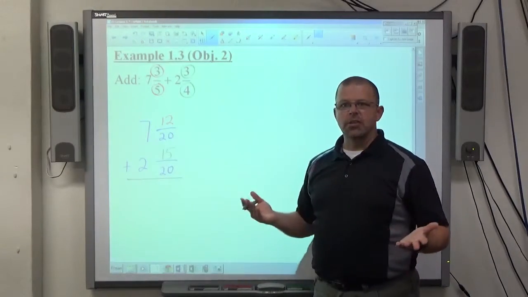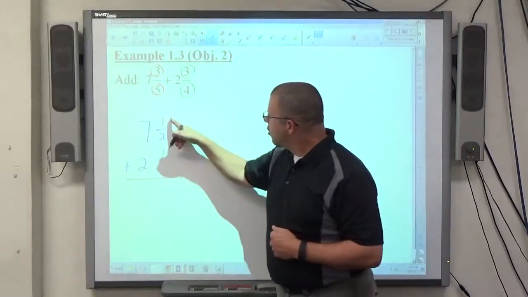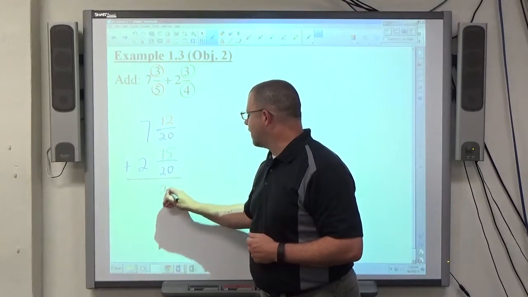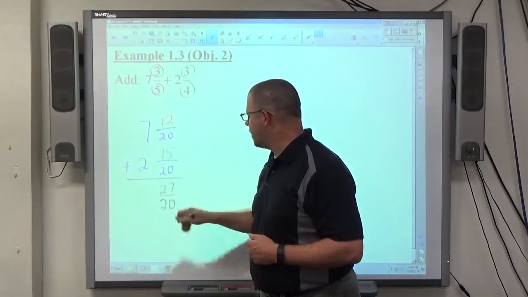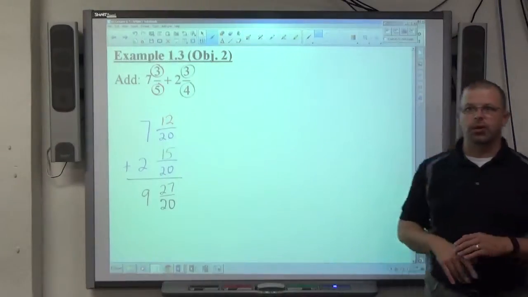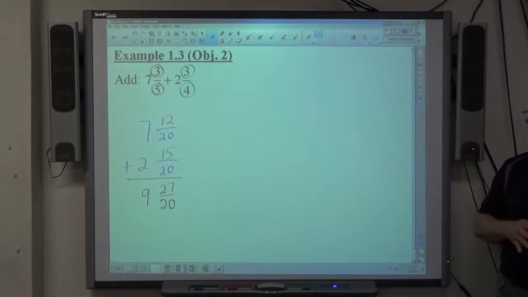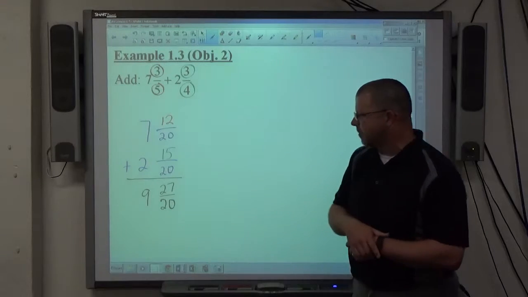And just like subtraction of mixed numbers, addition is adding the fractions and adding the whole numbers. 12 20ths plus 15 20ths is 27 20ths. We'll deal with that in a minute. 7 plus 2 is 9. So there's my answer I get by just straight addition. Haven't done anything weird. Okay? Common denominator existed. The numerators got added up. The common denominator is written on the final answer.